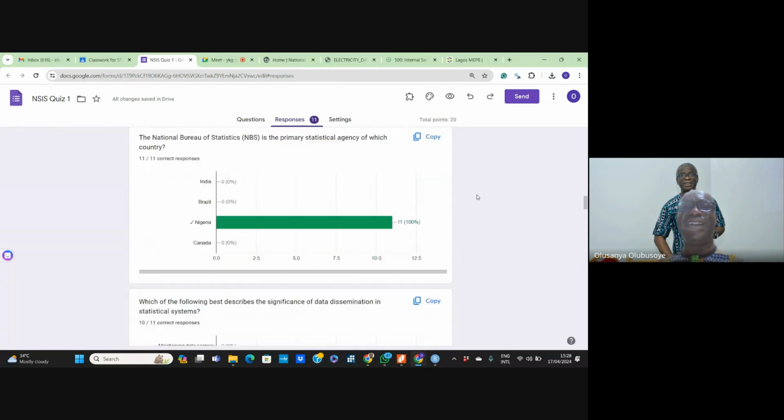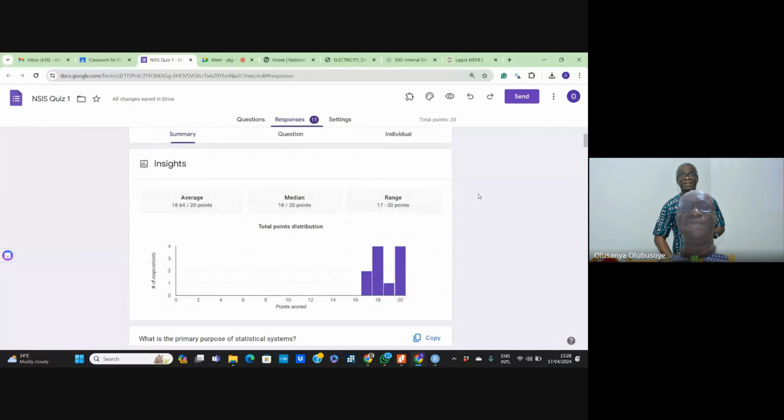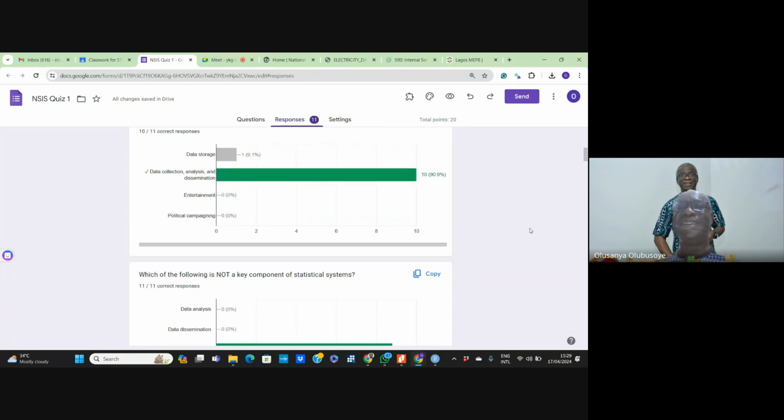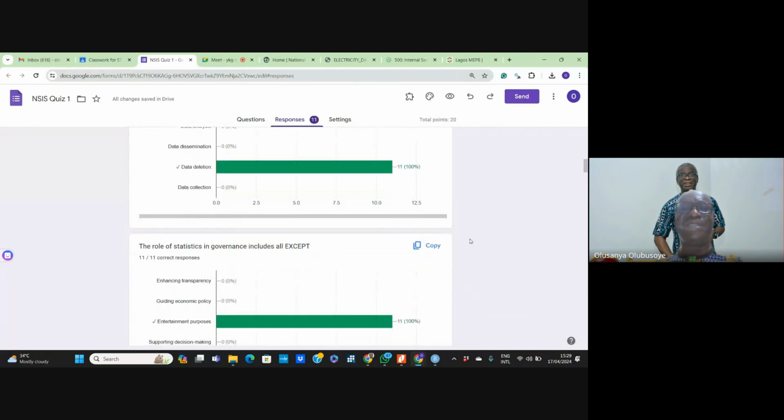Let's see where discrepancies are. In the first one, only one person missed this. What is the primary purpose of statistical system? Yeah, we've even talked about it today. To collect data, to analyze, and to disseminate. They are not for entertainment. They are not for political. They are not also for just storing data. They can store data, but they are not meant to be storing data. Everybody seems to get that.